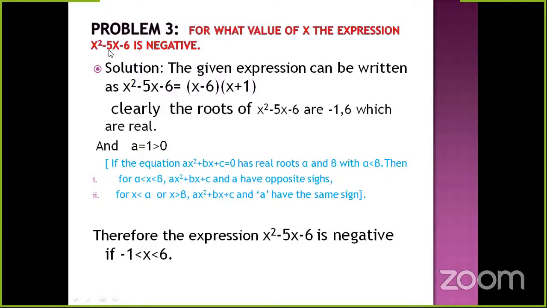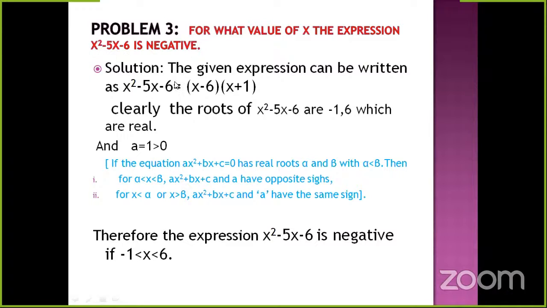Next, for what values of x is the expression ax square minus 5x minus 6 negative? In the same way, see here, the problem already says that the coefficient of x square, that is a, is positive since it is equal to 1. So the value of a is positive. Now my work is to find the values of x for which the expression will become negative.